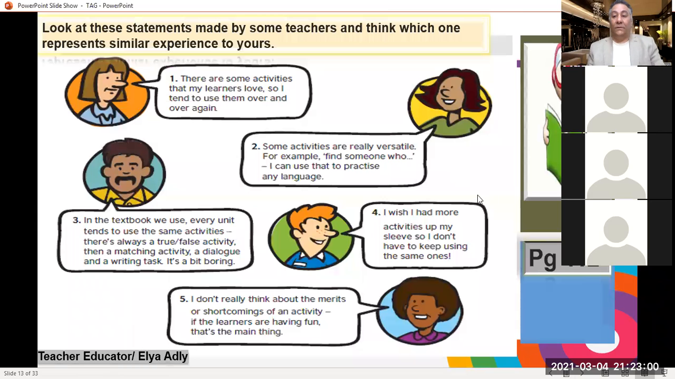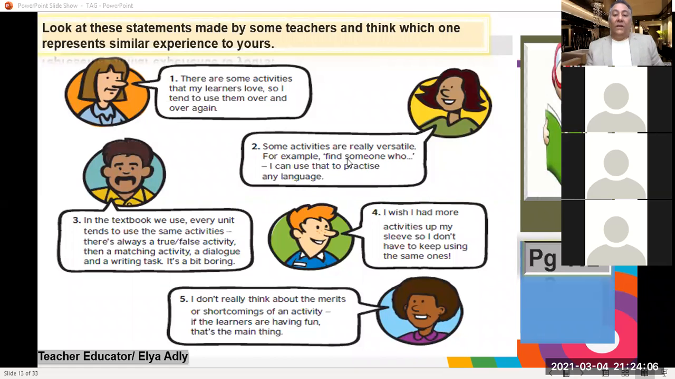Now move to this slide. Look at these statements made by some teachers and think which one represents an experience similar to yours. We have here some statements told by some teachers. I'll read them one by one for you. Teacher number 1 says, there are some activities that my learners love, so I tend to use them over and over again. Teacher number 2. Concentrate on each statement for each teacher to decide which one represents an experience similar to yours. Okay? Teacher number 2.